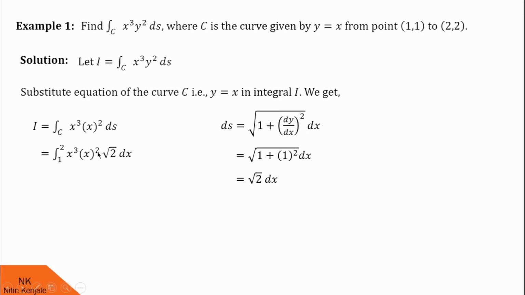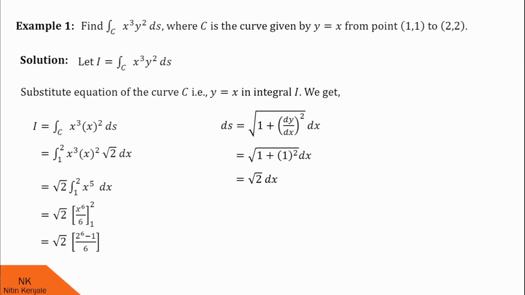x cube into x square is x raised to 5. Integration of x raised to 5 is x raised to 6 upon 6 over the limit 1 to 2. Substituting upper limit first, we get 2 raised to 6. Then lower limit, we get minus 1 raised to 6. 1 raised to 6 is 1. So final answer for this integration is root 2 into (2 raised to 6 minus 1) upon 6.